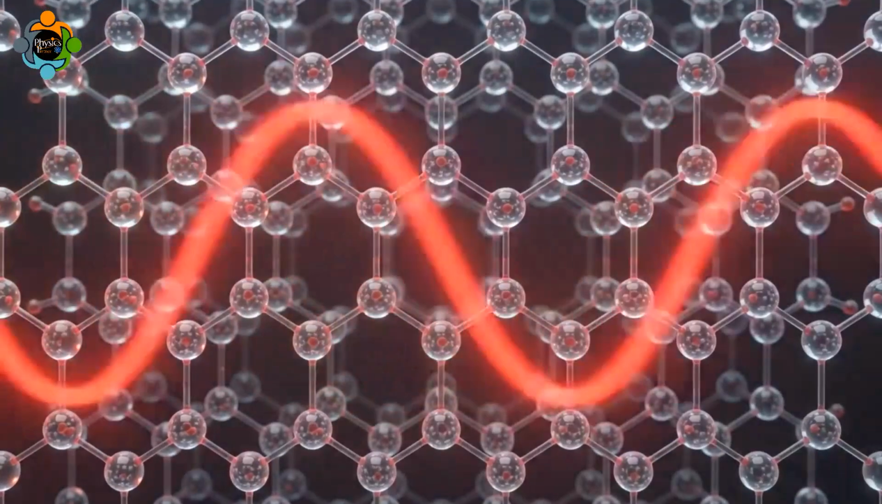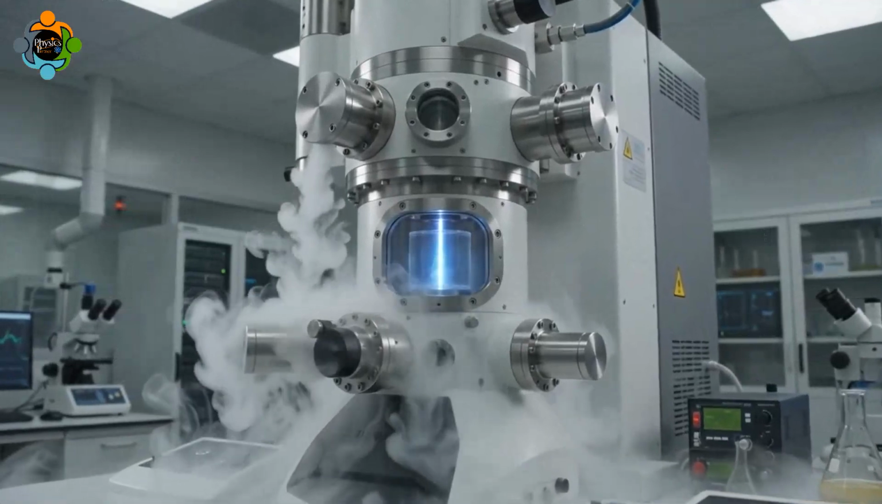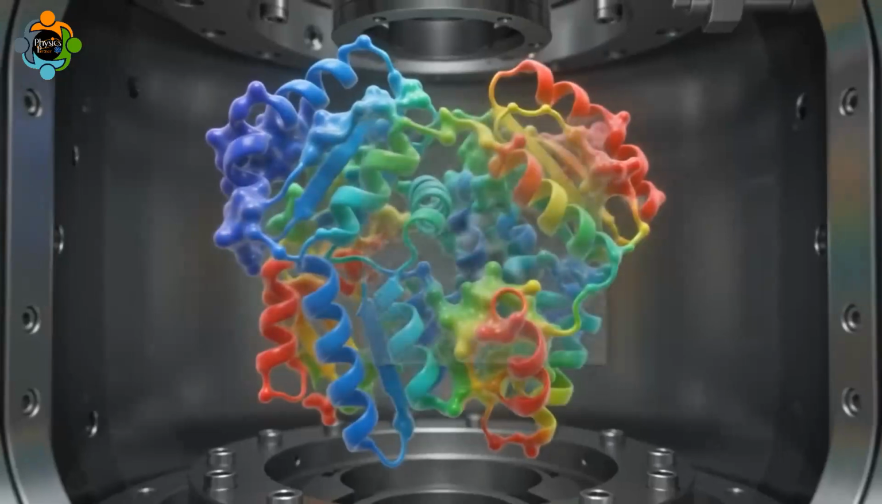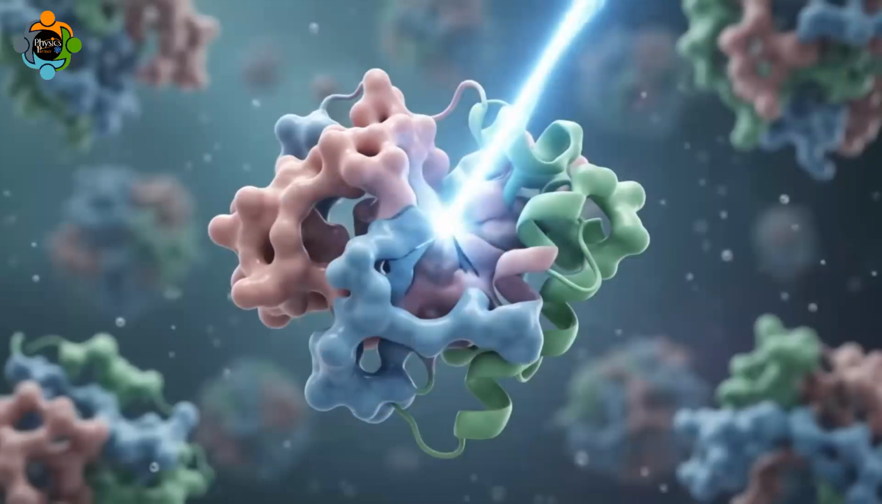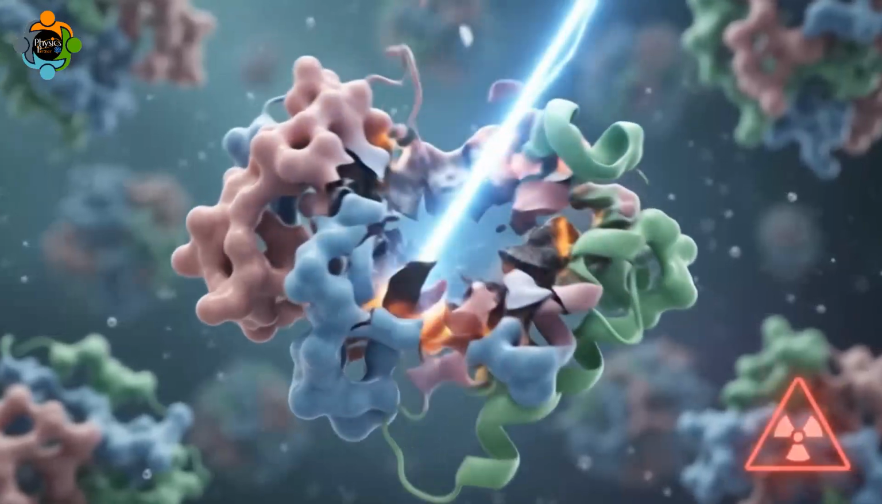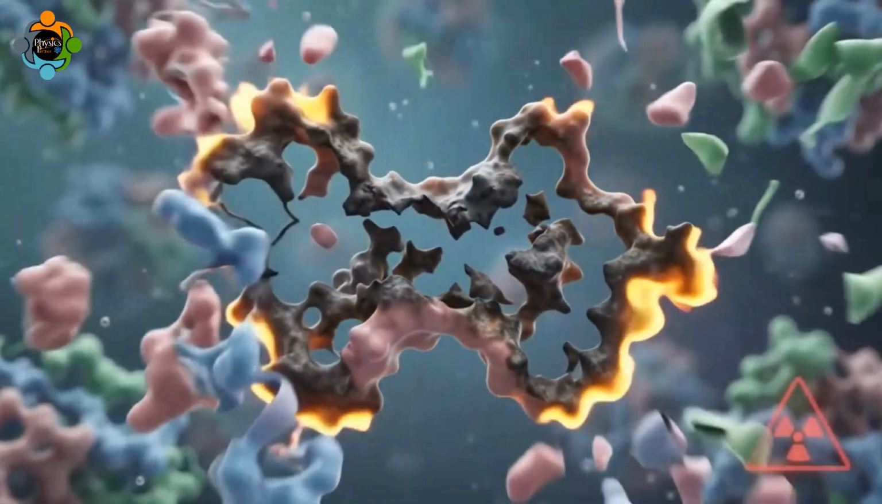But what if you want to see the structure of a molecule down to its individual atoms? For this, we need cryo-electron microscopy or cryo-EM, a technique so powerful its creators won the 2017 Nobel Prize in Chemistry. The challenge is that electrons, which we use to see tiny objects, are highly energetic and will destroy a delicate biological molecule on contact.